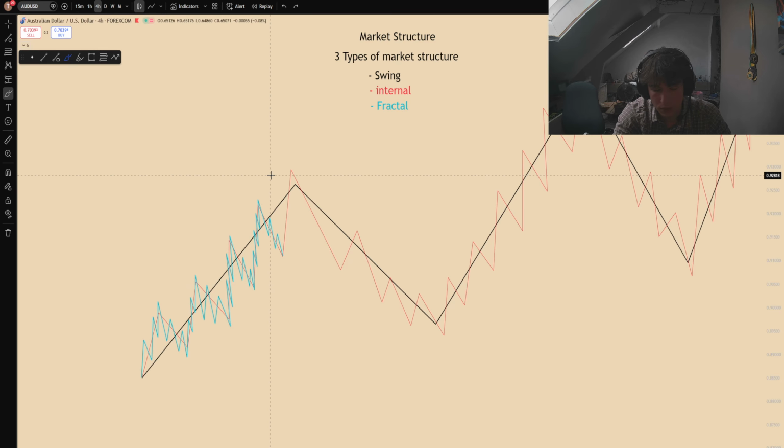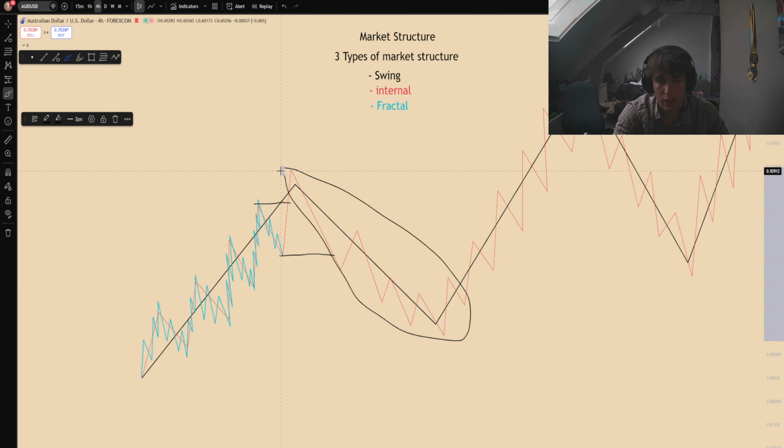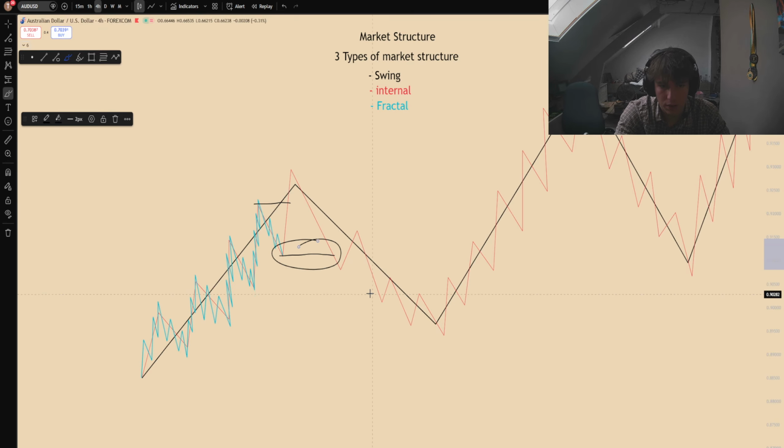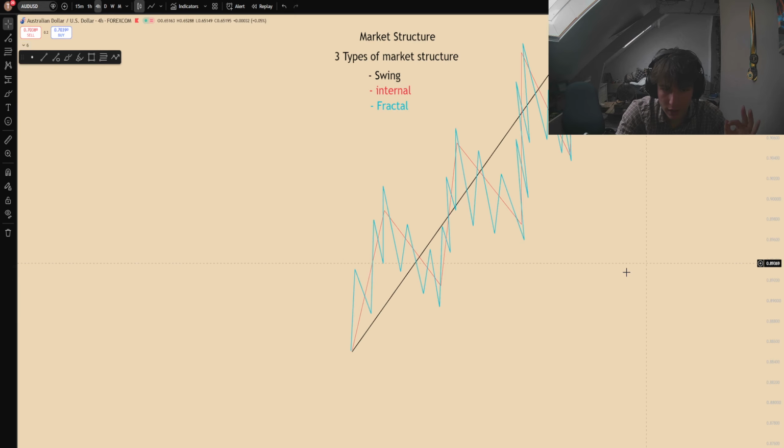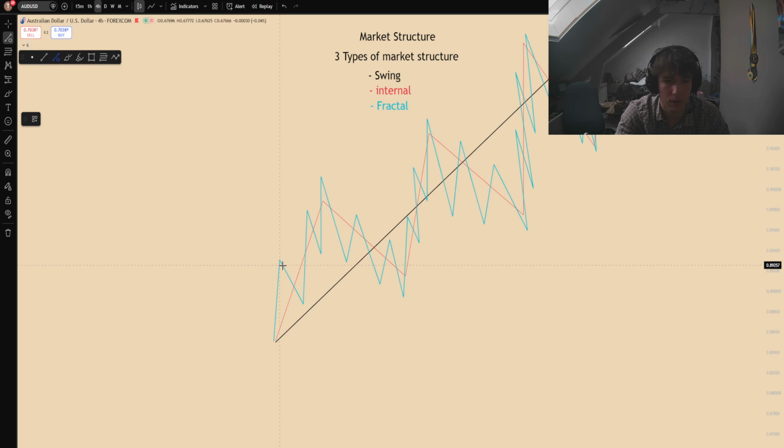As I said to you 2 minutes ago, when do we know that a swing pullback is ready to form? When the internal market structure switches bearish or bullish, right? So when do we know the swing pullback is ready to form? When we see the change of character. Okay? But now, when do we know that the internal pullback is ready to form? Is when we see a fractal change of character.